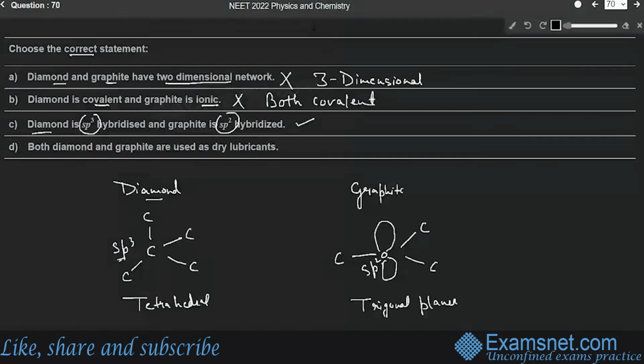And the last one says both diamond and graphite are used as dry lubricants. So this is wrong for diamond because only graphite can be used as dry lubricants where oil cannot be used. Okay, so only correct option will be option C.